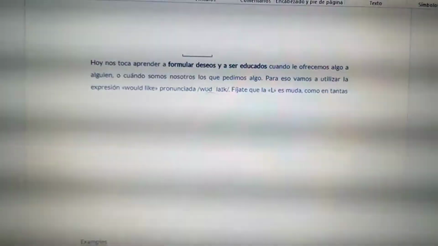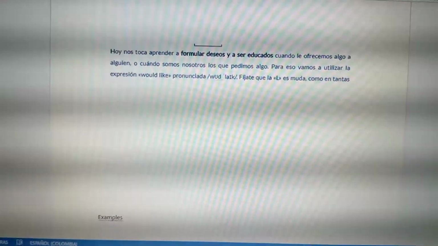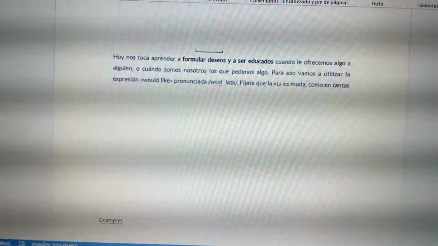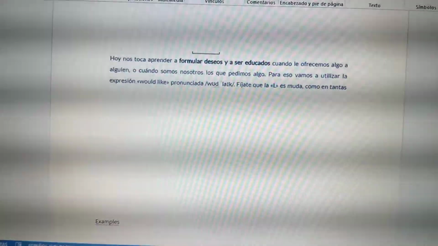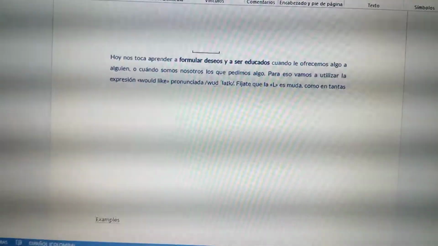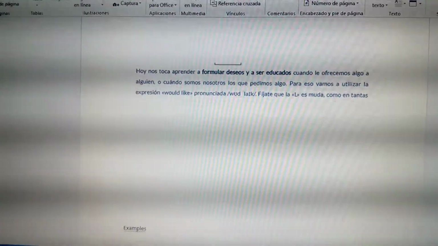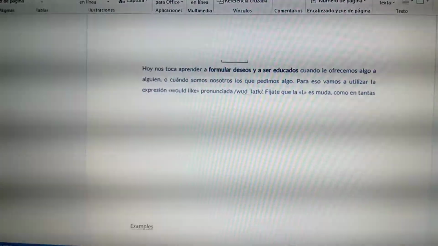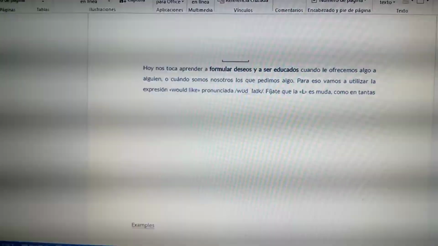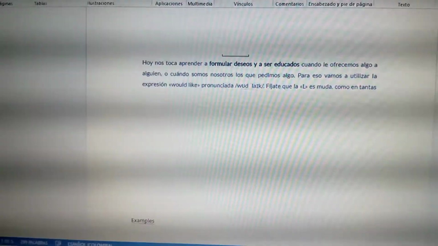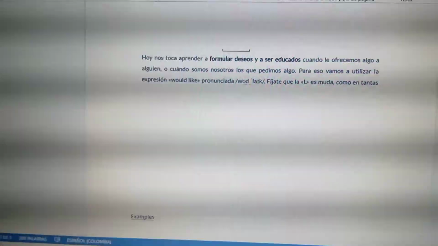We continue with would like. Today we have to learn to formulate wishes and to be polite when we offer something to someone or when we ask for something. For that we are going to use the expression would like.